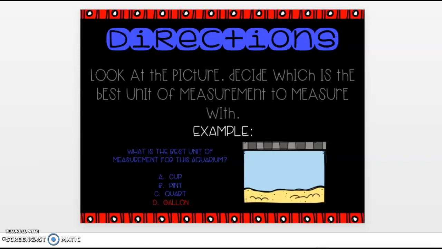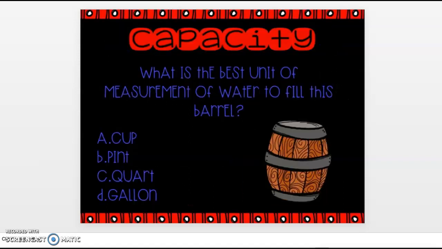So this example, what is the best unit of measurement for this fish aquarium? Okay, and of course it would be gallons. Anything larger you want to be using gallons for. All right, here we go. What is the best unit of measurement of water to fill this barrel? A barrel is pretty large, so what would you use? That is correct. You would use D, gallon.